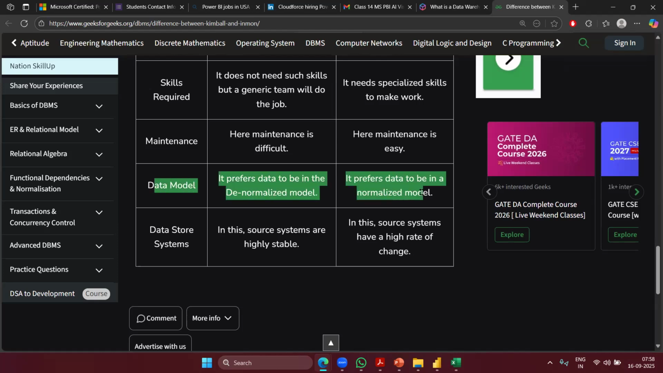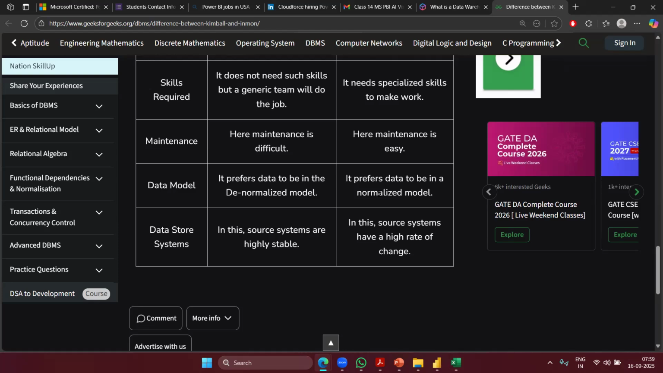Data model, this is a very important point, right? It prefers data to be a denormalized model. It prefers data to be a normalized model. Now, what does it mean by normalized and denormalized? Guys, I want your next 15 minutes of time, right? Please be concentrating on the class. Why I'm saying this is that normalized and denormalized is going to travel with us completely in our journey till we retire.